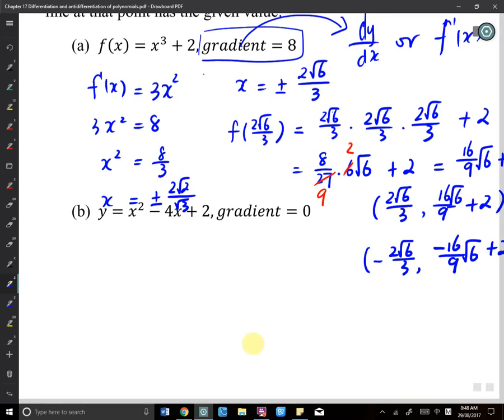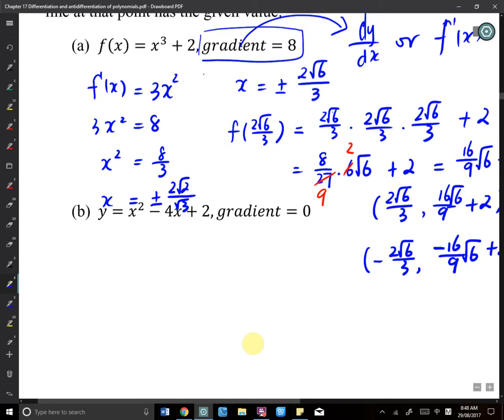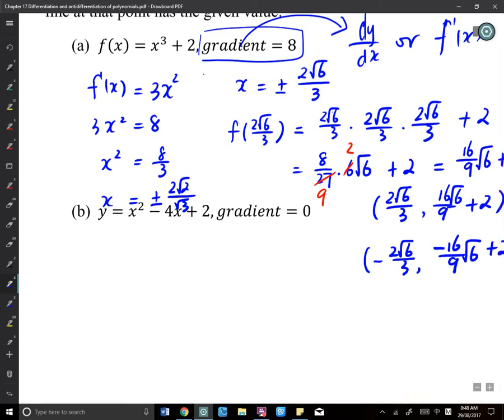Okay, next one. I want gradient equals to 0. Have a look at this function. This function is quadratic. If I want a point where gradient equals to 0, that must be the turning point on the quadratic. Have a think about that. The gradient must be 0 at the turning point or point of inflection. We will talk about that later.